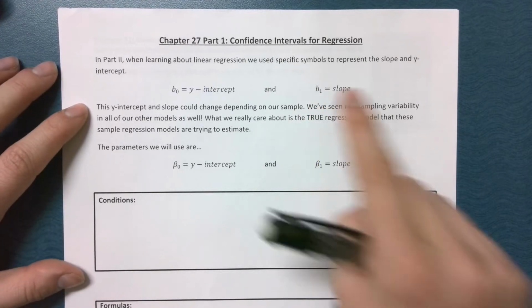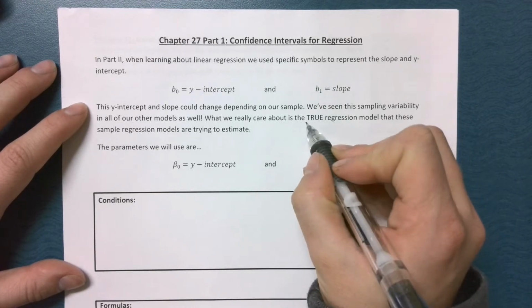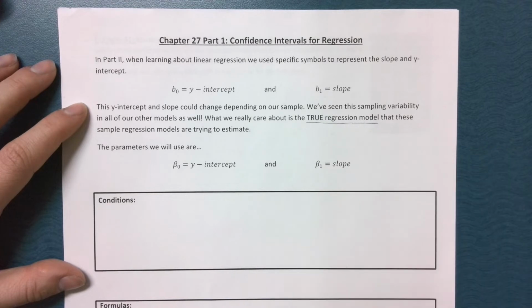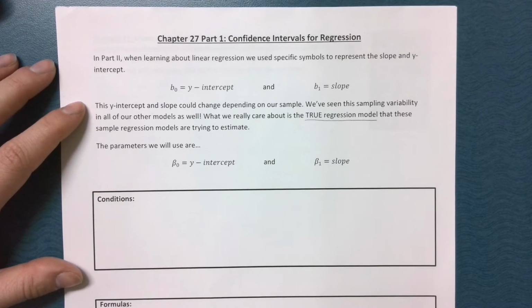Now, technically, this y-intercept and slope could change depending on our sample. If I ask 5 different students the same question, then my data is going to change, right? We've seen this sampling variability in all of our other models as well. So what we really care about is the true regression model, not just the specific model for the sample that I'm looking at, but the true model that fully represents the population.